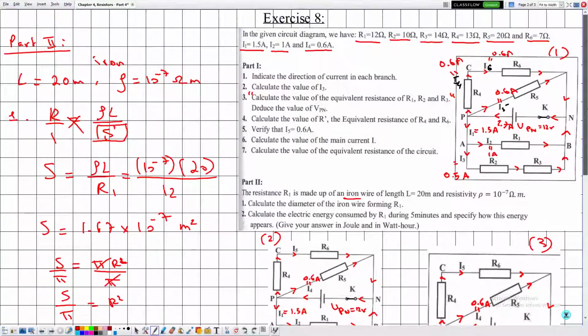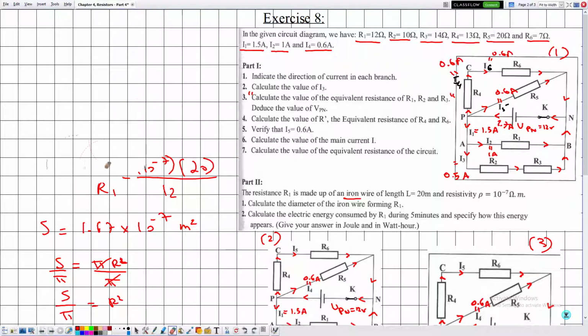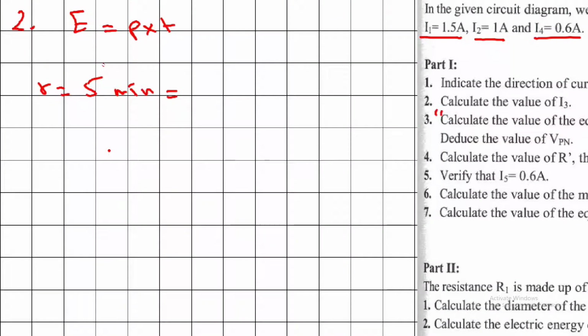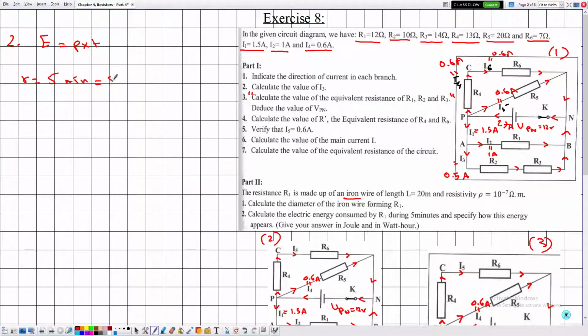Now in number 2, they are telling us to calculate the electric energy consumed by R1. Then we are interested in calculating the energy, which is equal to P multiplied by T. The time is given by 5 minutes, but we know that minutes is not a unit of time. In order to convert from minutes to seconds, we need to multiply by 60. Then 5 multiplied by 60 is equal to 300 seconds.